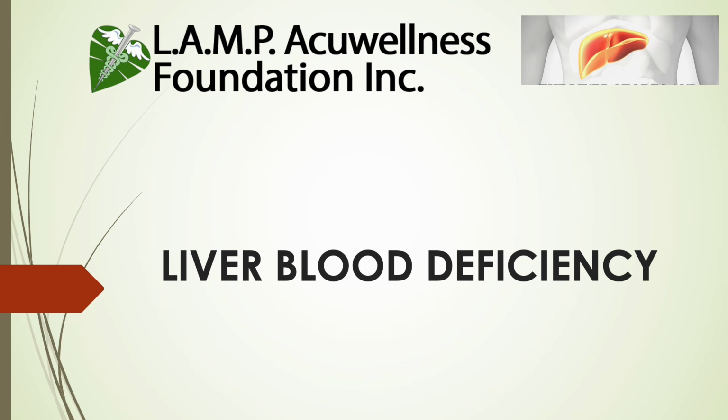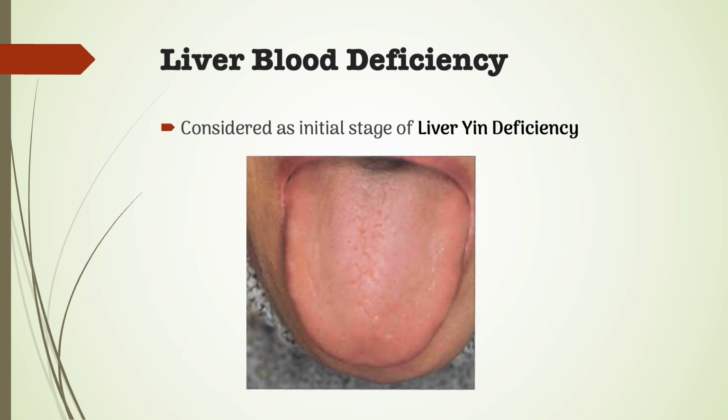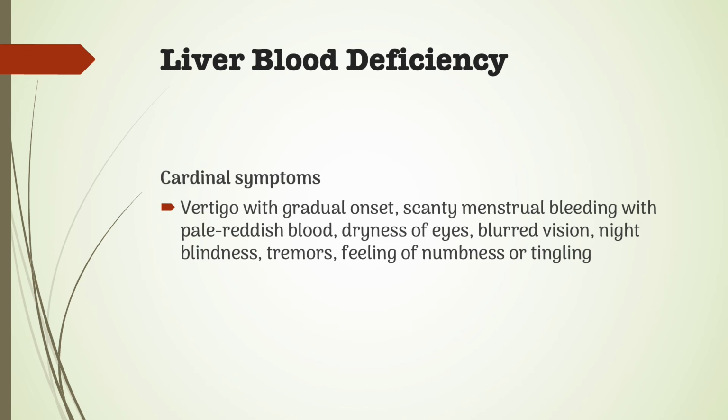Liver blood deficiency, considered as initial stage of liver yin deficiency. Cardinal symptoms: vertigo with gradual onset, scanty menstrual bleeding with pale reddish blood, dryness of the eyes, blurred vision, night blindness, tremors, feeling of numbness or tingling.